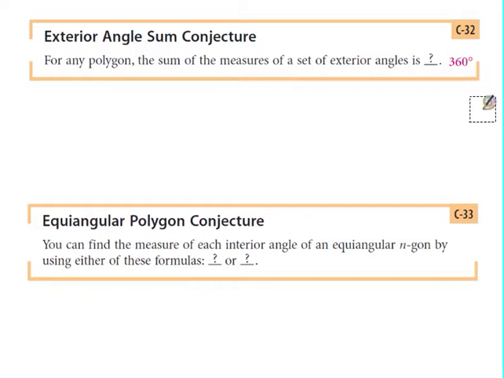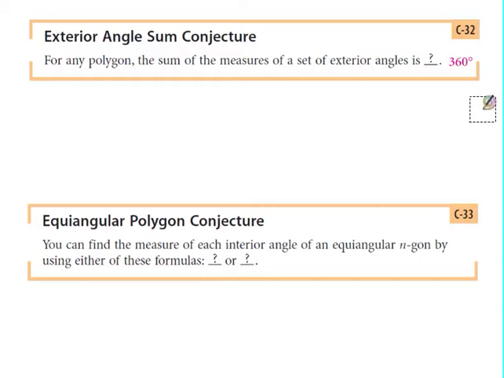This is for every polygon, whether it be a quadrilateral, a pentagon, a triangle, a hexagon, a heptagon, a decagon. For any polygon, the sum of the measures of all of the exterior angles will always add to 360 degrees. It could be a 100-sided figure, and if you measure all of those exterior angles, they will all add to 360 degrees.